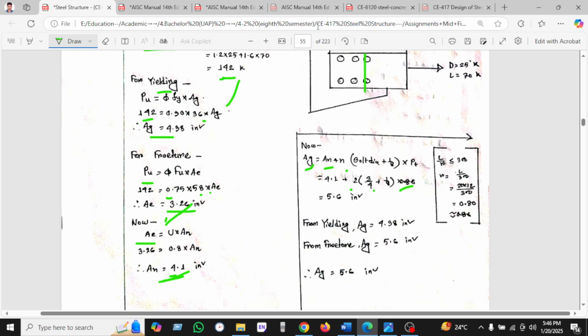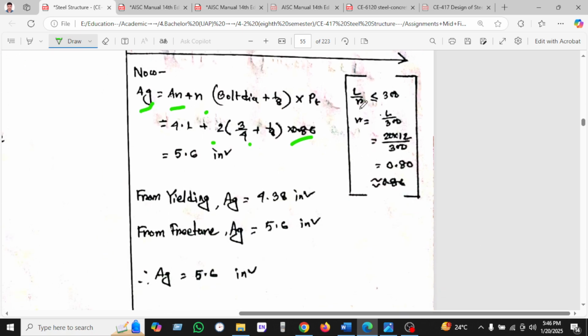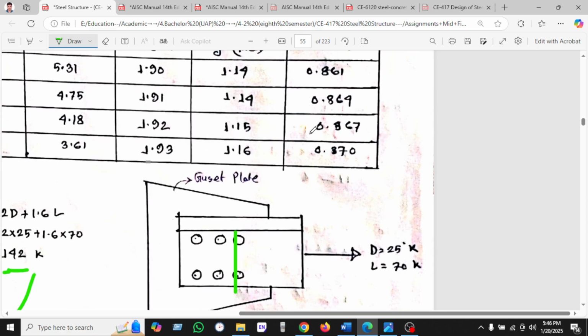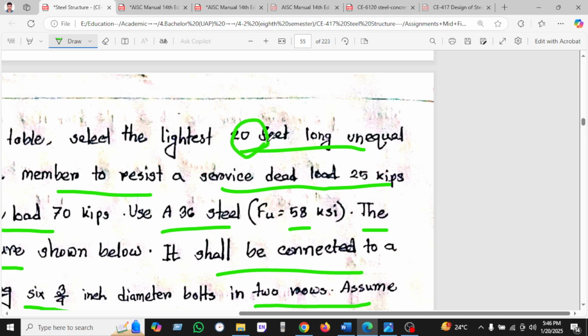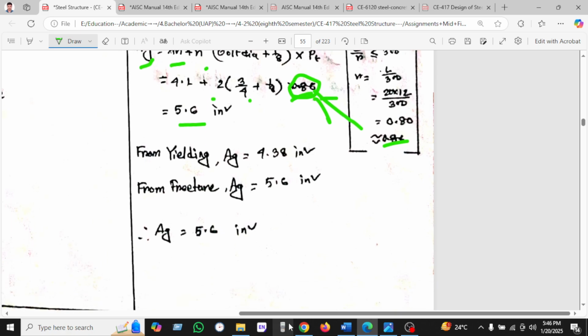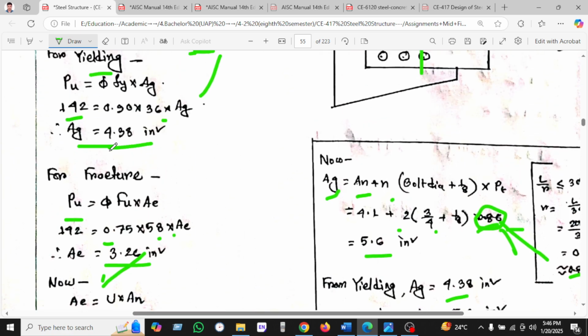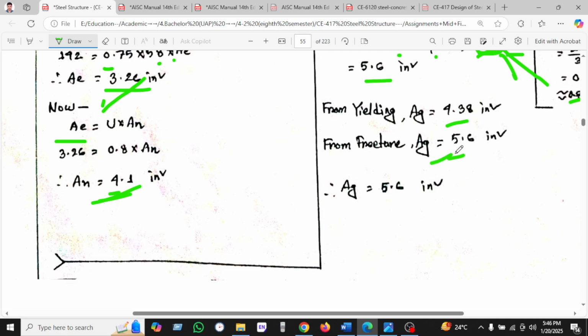And Pt, this is important, is how we take the plate thickness. We are doing the back calculation, L by r less than 300, where L is 20 feet as given in the question, and r taking the value 0.86, which is 0.80, but we are taking the greater value, which is 0.86. This is the plate thickness. So this comes from the assumption calculation, and we found Ag equal to 5.6. So we found two types of Ag, which are 4.38 and another one 5.6. So we will take 5.6.